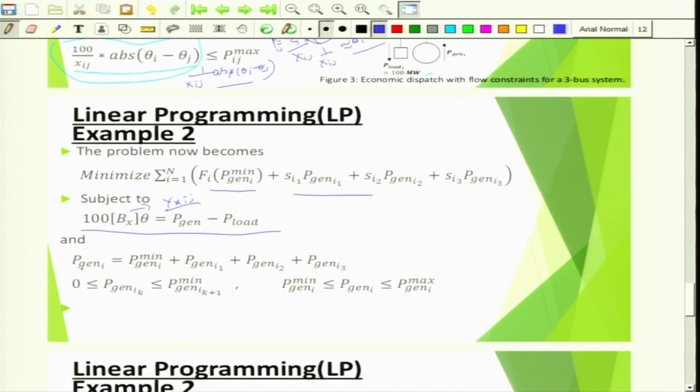And the total generation of the ith generator is nothing but the generation at its minimum power plus the generation at different segments, where the generation of that ith generator at a specific segment should be less than or equal to the minimum generation at the k plus 1 segment, right. And each generator has its own minimum and maximum capacity of generation.